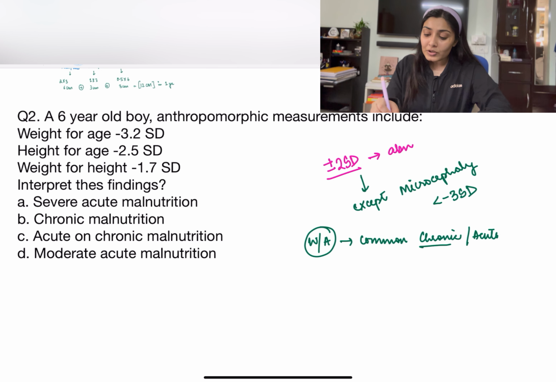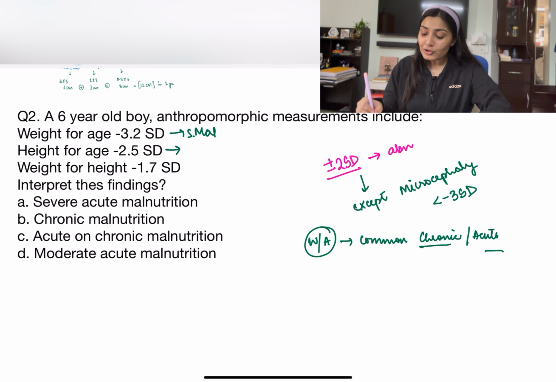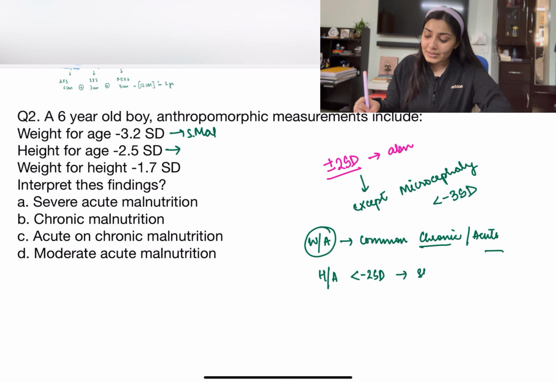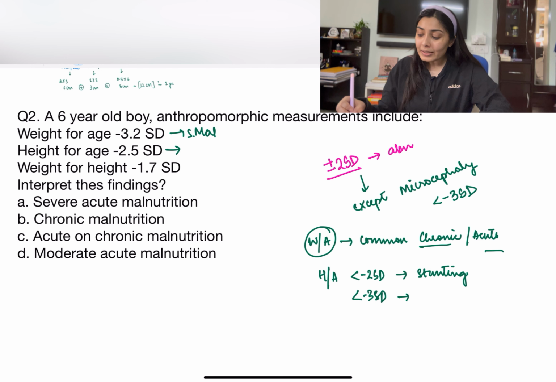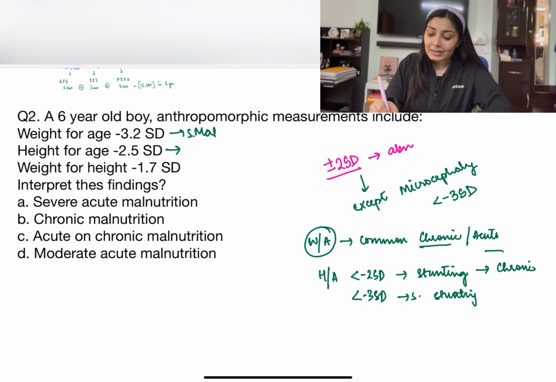The second point is height for age. We all understand that height for age less than -2 standard deviation is stunting, and less than -3 standard deviation is severe stunting. And this stunting is a marker of chronic malnutrition. You can see here that it is less than -2 standard deviation. So this child is stunted, which means this child has chronic malnutrition also.